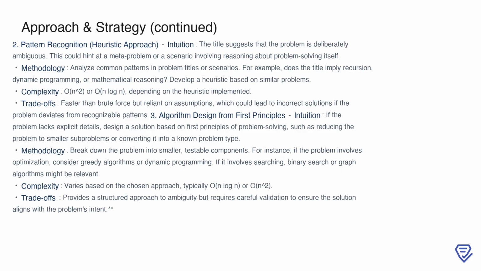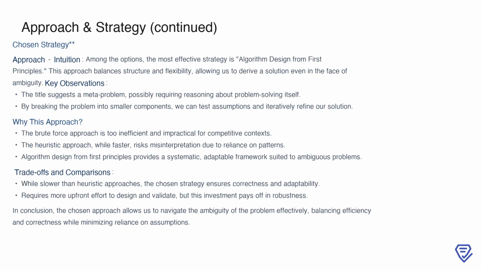Among the approaches discussed, the most effective strategy for this ambiguous problem is algorithm design from first principles. This approach offers both structure and flexibility, enabling us to iteratively derive a solution even without explicit details. By breaking the problem into smaller components, we can test our assumptions and refine the solution step by step. The title itself hints at a meta-problem, suggesting that reasoning about problem solving might be central to the task.